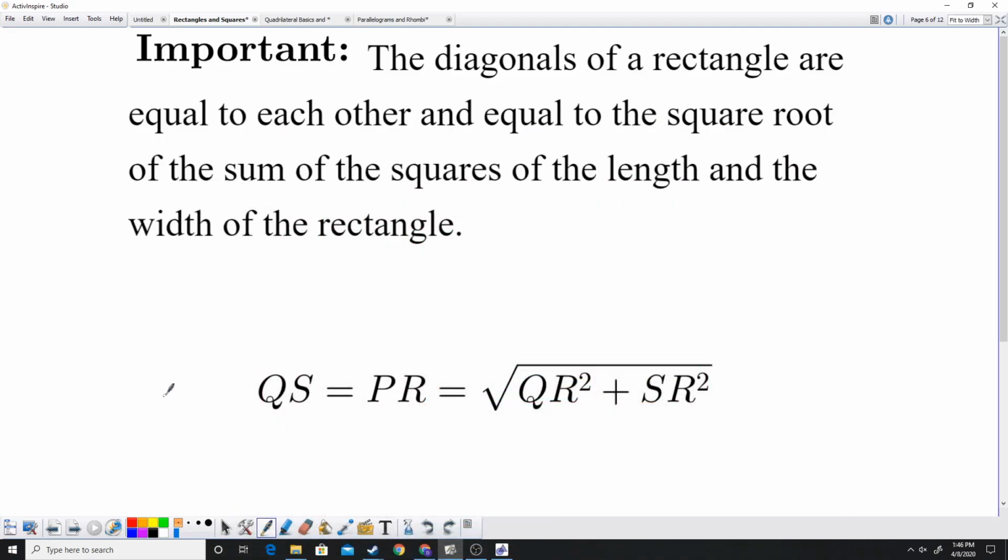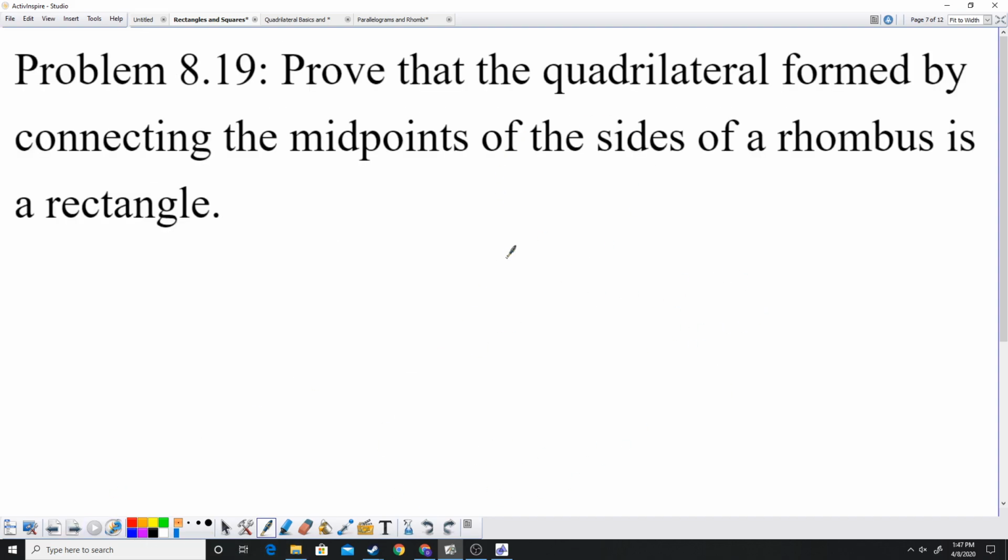Hello again. So, one thing that was a consequence from the last problem is that the diagonals of a rectangle are equal to each other, obviously, and equal to the square root of the sums of the squares of the length and the width of the rectangle. So it's just a consequence of the Pythagorean theorem. You really don't need to memorize this, but if you understand how this formula works, it can just save you some time in finding the length of a diagonal. Anyway, let's move on to the next problem.